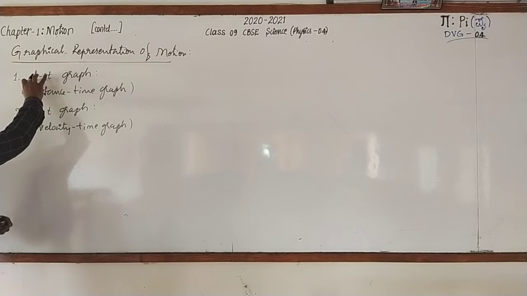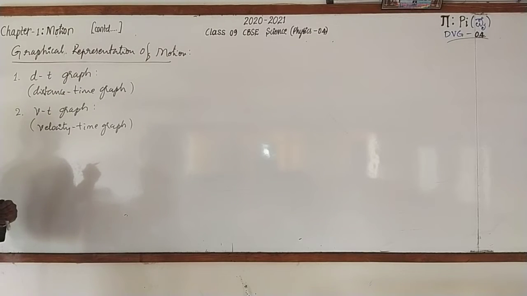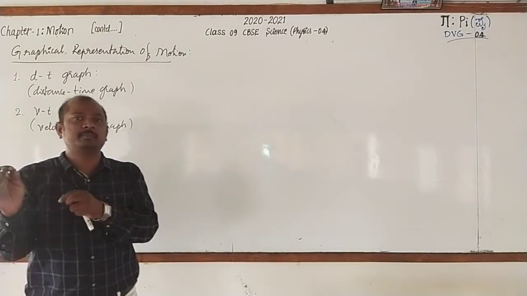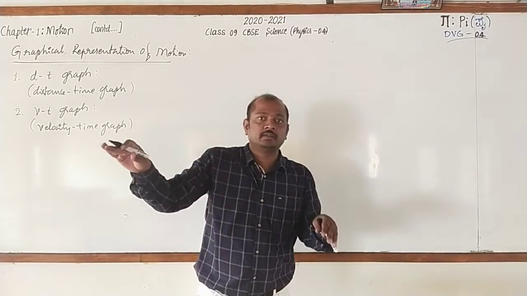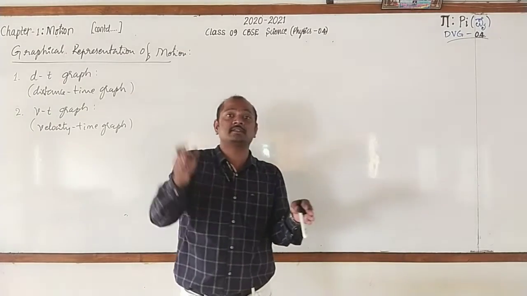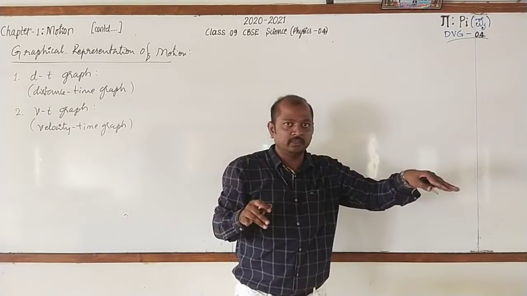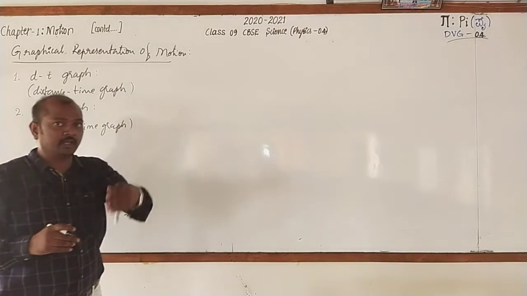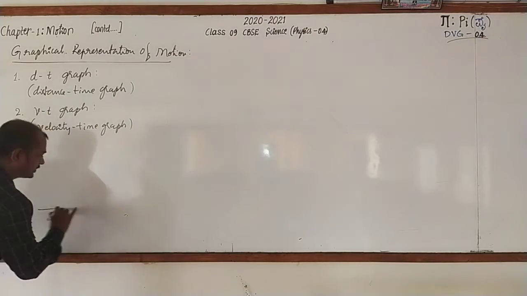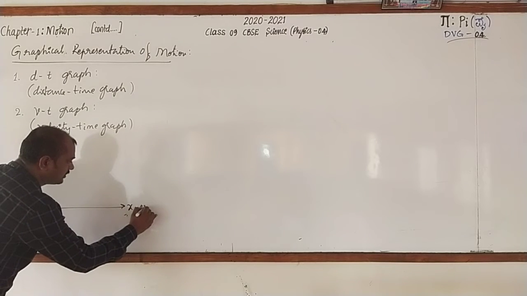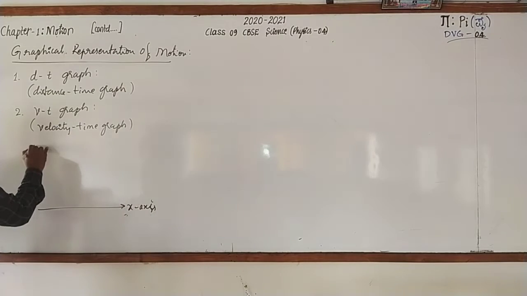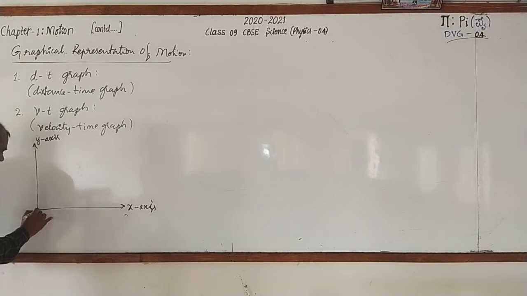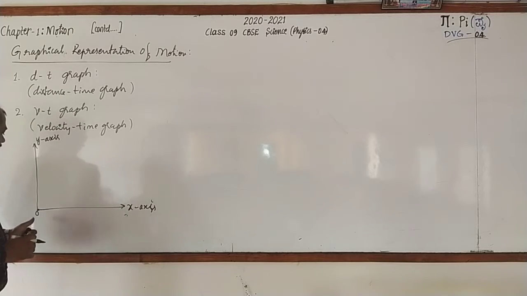Just I'll give you the small information regarding these two. What is dt graph and what is vt graph? When we hear the word graph, obviously we start recalling x-axis and y-axis. The horizontal line is called x-axis and the vertical line is called y-axis. Both will meet at a point, intersect at a point. We call that as origin, represented with O.